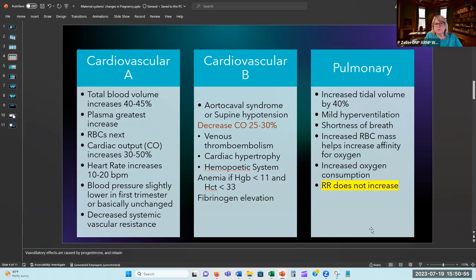And then the pulmonary system, the respiratory system. The only thing that changes in the respiratory system is the tidal volume. In other words, she's breathing in more air. She's not breathing faster. She's just breathing in more air. So she's a little hyperventilated in the sense that the tidal volume, the volume of air on inspiration and expiration, is greater. She might experience some shortness of breath, especially later in her pregnancy. She's using more oxygen. That's what is meant by increased oxygen consumption.